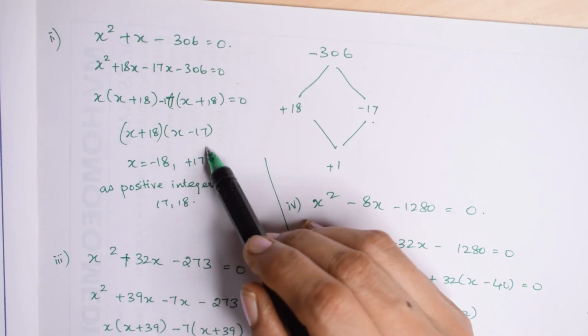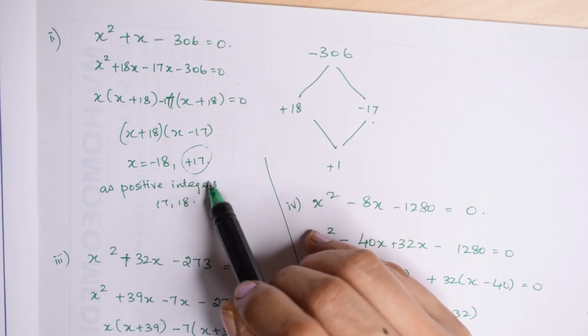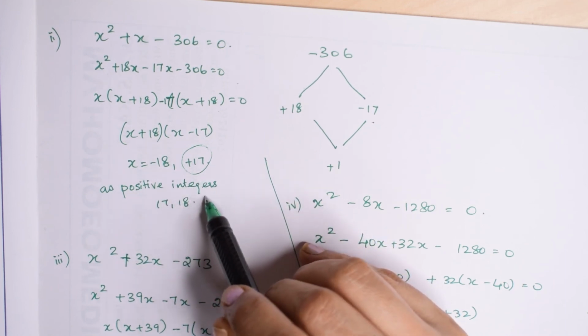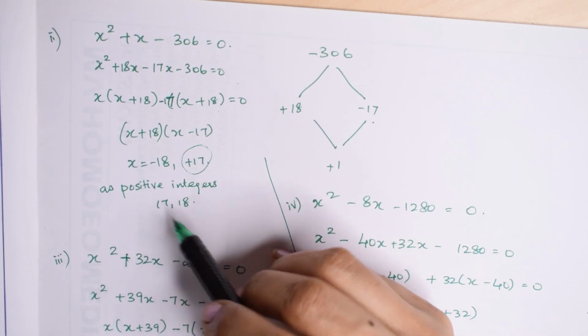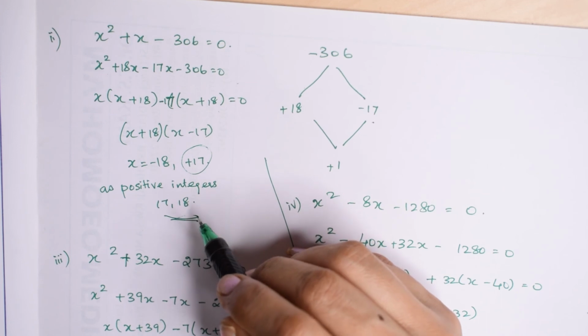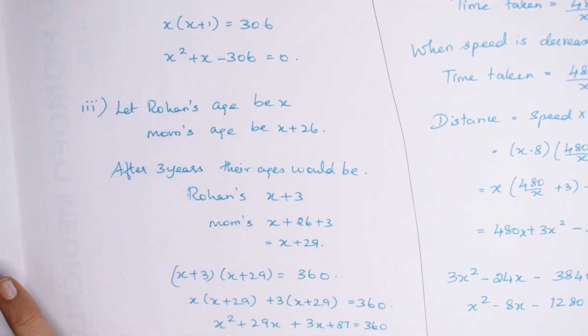So I am considering only this value. I am not leaving off this negative value. I am taking only the positive value 17. And the two positive integers are 17 plus 1, so 18. So this becomes the two positive integers. This is the answer.